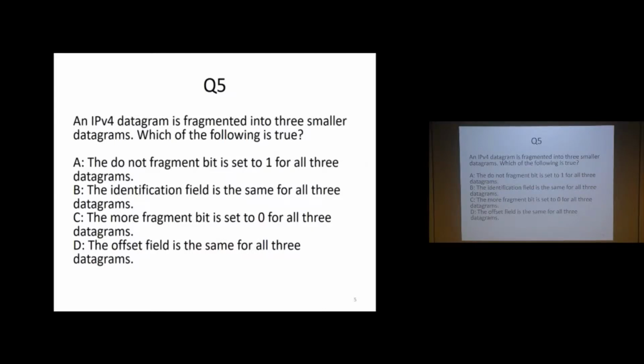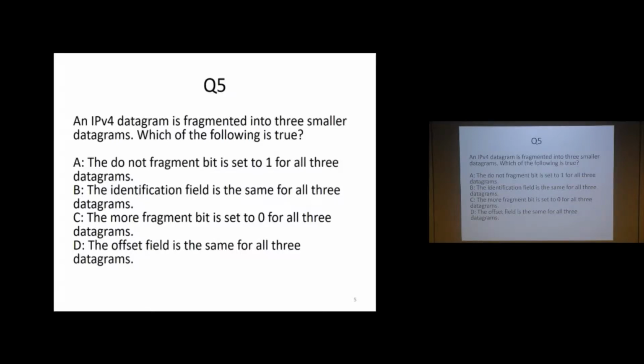So the do not fragment bit is set to 1 for all 3 datagrams. So this means that you can never fragment this fragmented packet again. Is that true? What do you think? No, right? There's no reason why a follow-on network couldn't impose another constraint. So it's not A. How about B?